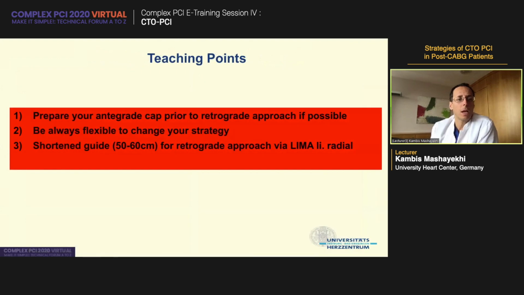So the teaching point here is that we should prepare our antegrade cap prior to the retrograde approach if possible. It makes things easier. Second, always be flexible to change your strategy. And I think a shortened guide is very useful for the retrograde approach with the LIMA from the left radial.